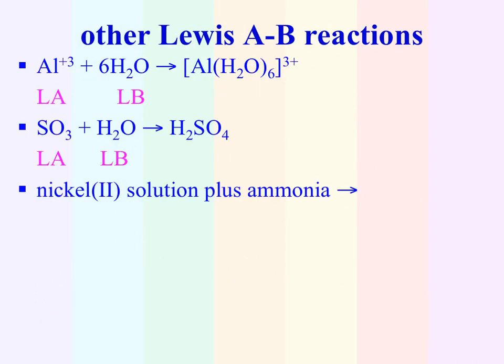Basically, other Lewis acid-base reactions that we can look at here: notice we have aluminum +3. It's going to be able to accept electrons from the H2O molecules. It's going to form this nice structure here with the six water molecules all bonded to that aluminum +3 ion. Then SO3 and H2O.